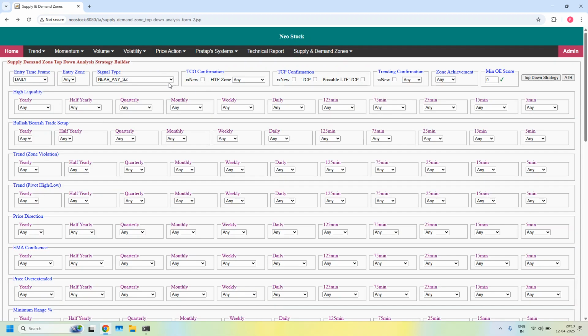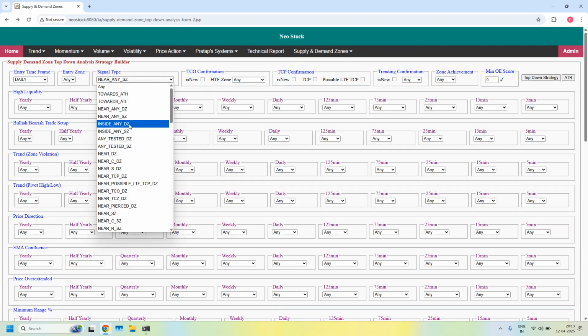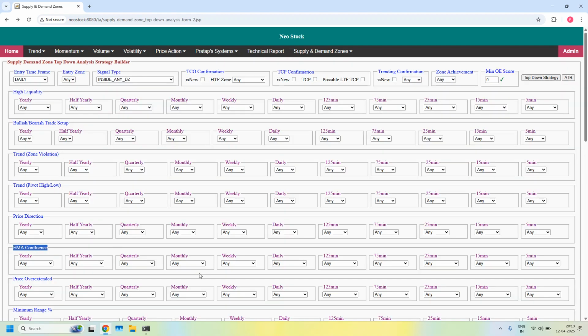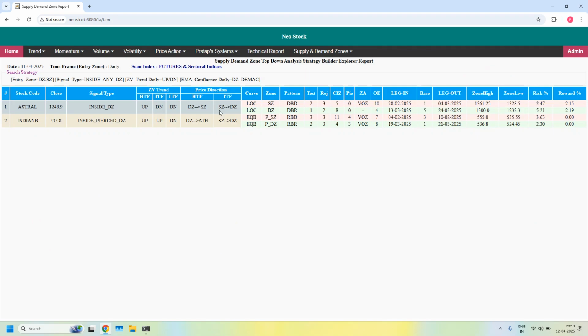Next, price closed inside the daily demand zone. We got 14 stocks. Let us verify out of these 14 how many daily demand zones are having daily EMA Confluence. Daily demand zone with daily EMA, and also the trend on the daily should not be sideways. It can be up or down. So we got only 2 stocks out of 14.